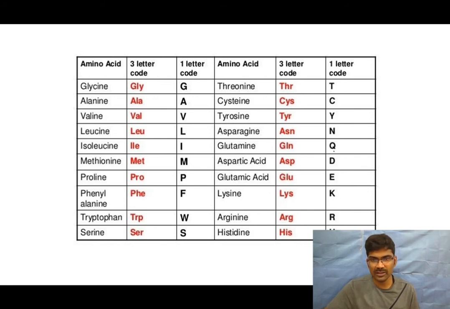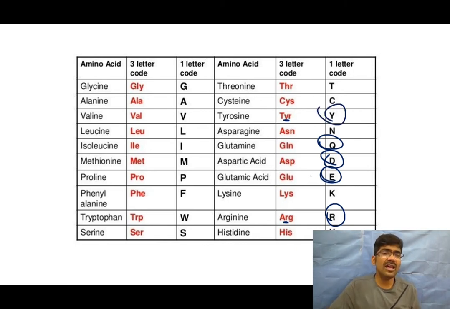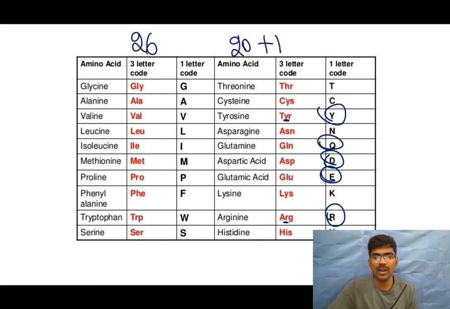So just look at this. E is for glutamate, D for aspartate, Q for glutamine. Okay. So R for arginine, it is the second letter. Where is Y? Tyrosine. See, second letter. Okay. So there are certain alphabets which are unassigned, because you know that there are 26 alphabets in English, but there are 20 plus 1 amino acids.